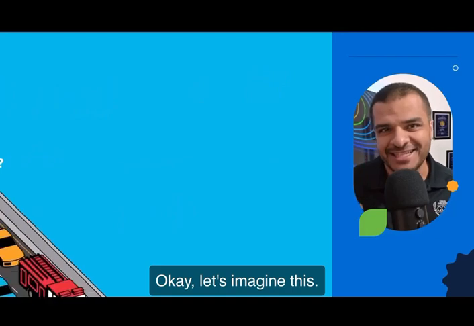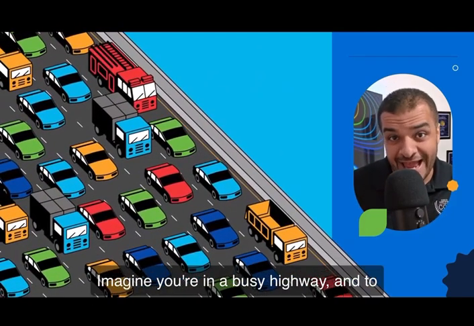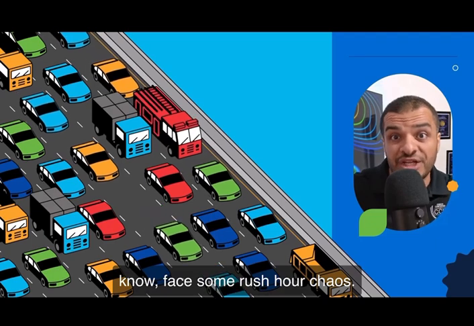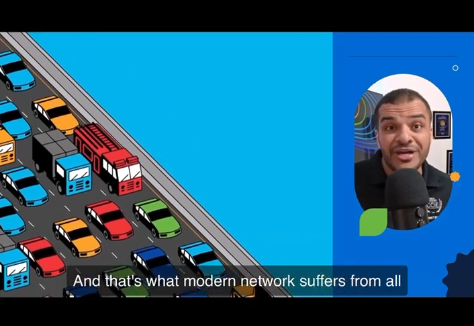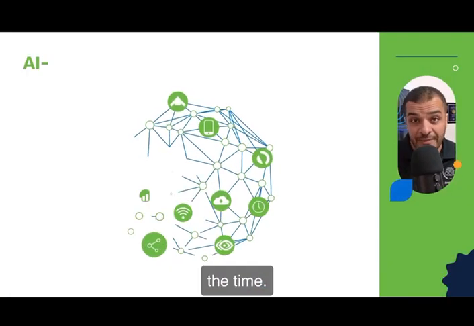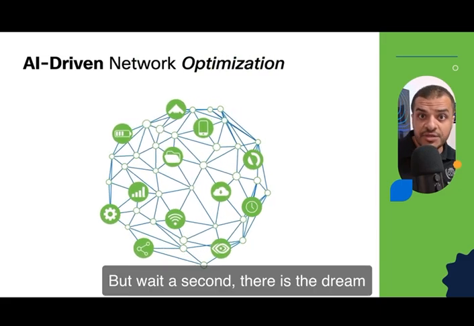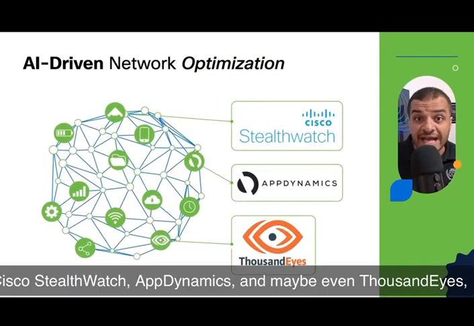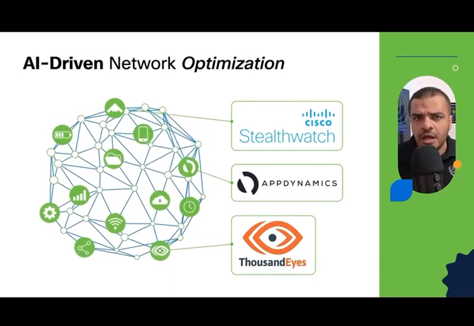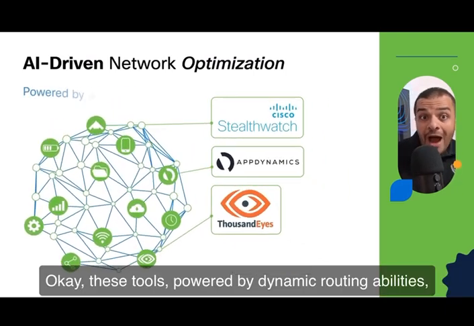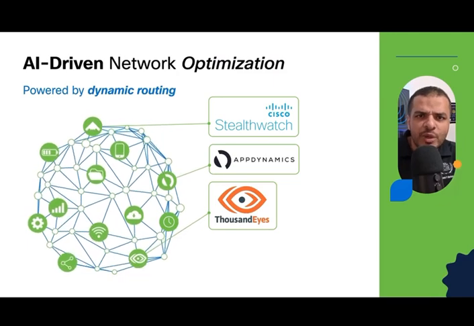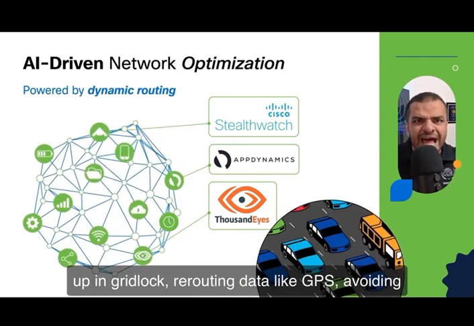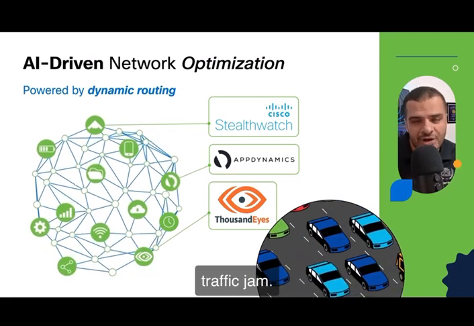Okay, let's imagine this. Imagine you're on a busy highway and, to add insult to injury, let's face some rush hour chaos. And that's what modern networks suffer from all the time. But wait a second. There is the dream team: Cisco Stealthwatch, AppDynamics, and maybe even ThousandEyes, the ultimate traffic cops. Okay, these tools powered by dynamic routing abilities will make sure your network does not end up in gridlock, rerouting data like GPS, avoiding traffic jams.